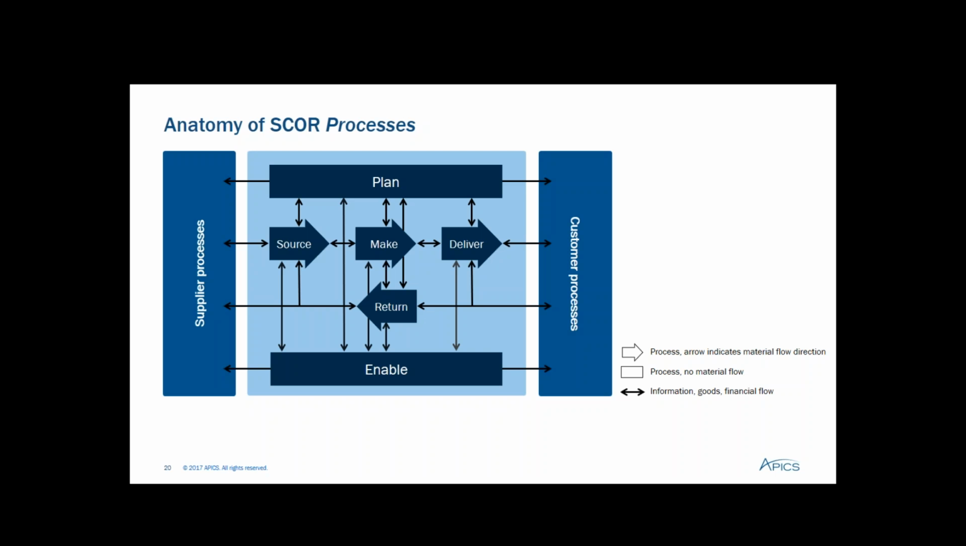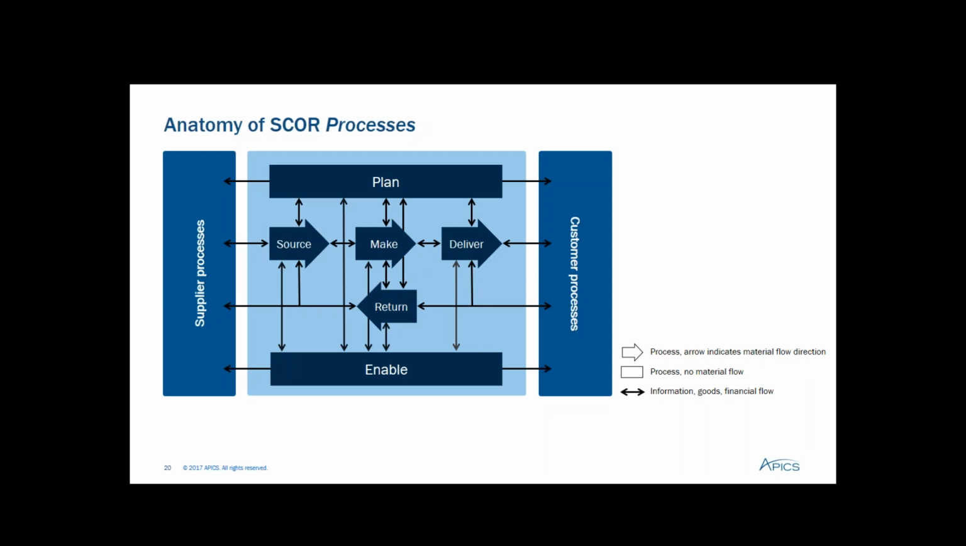Deliver processes describe the activities associated with the creation, maintenance, and fulfillment of customer orders. Detail activities encompass the receipt, validation, and creation of the customer order, as well as scheduling order delivery, pick, pack, shipment, and invoicing. Return processes describe the activities associated with the reverse flow of goods. Activities encompass identification of returns, disposition decision-making, scheduling of the return, and shipment and receipt of the returned goods.